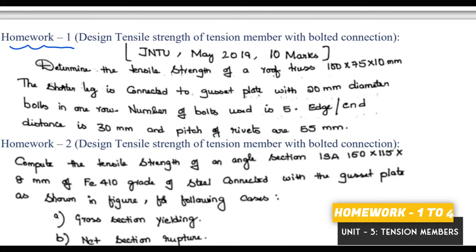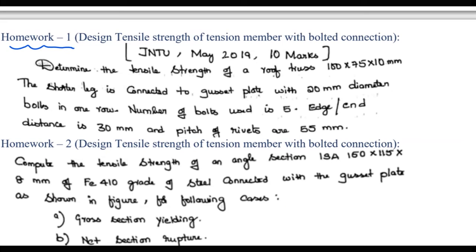Let me give you a few problems as homework to make sure you are following these videos. So this is homework number one, in which you have to find out the design tensile strength of the tension member which is connected with bolted connections. This is similar to the previous problem that we have solved, 2 and 1. So refer to those problems when solving these homework questions.